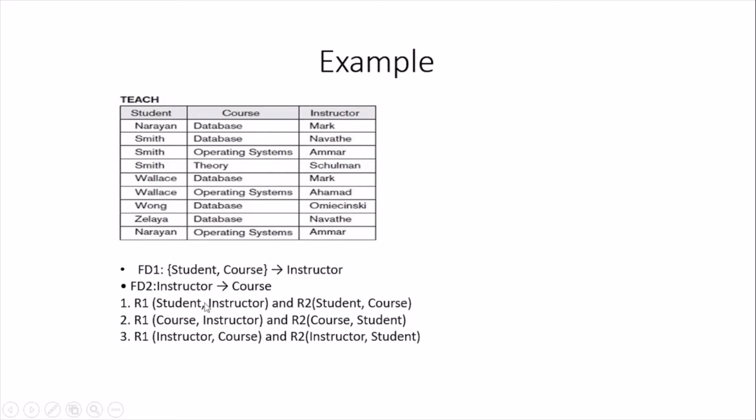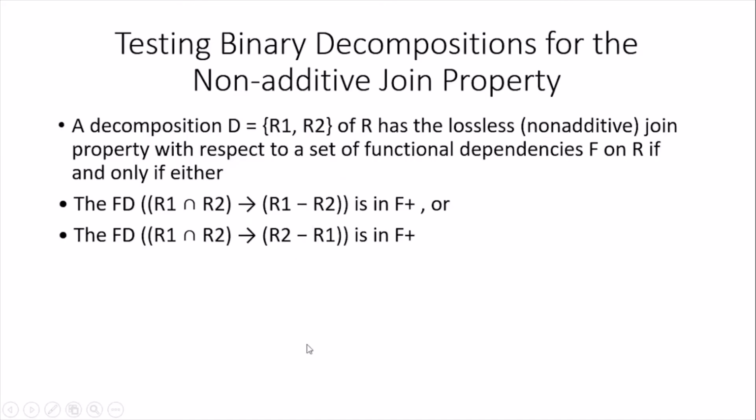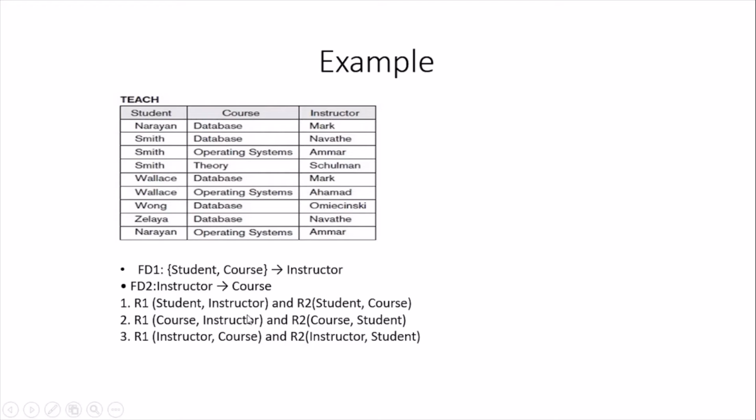So student determines R1 minus R2. R1 minus R2 is instructor. Student determines instructor. That is not in F closure. Or you can even have R1 intersection R2 determines R2 minus R1. So R1 intersection R2 gives again student, and you take R2 minus R1, so you get course. There also, student to course. No such functional dependency is there in F closure.